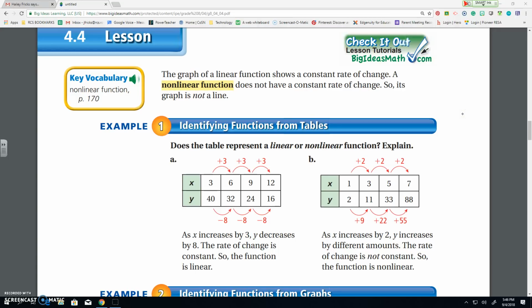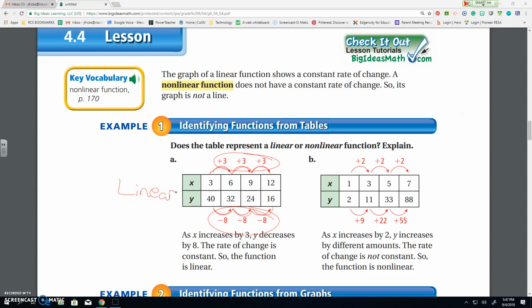So it says, does the table represent linear or nonlinear functions? So we want to pay attention to the constant rate of change here. In other words, we want them to change the same way. So up here on the top, we've got a change of 3 to 6, 6 to 9, and 9 to 12. And each of those is increasing by a number of 3. Down bottom, we have 40 to 32, 32 to 24, and 24 to 16. Here they are all subtracting by the same number. So when we have the same number being added or subtracted, that's going to represent a linear function. So this would be linear.